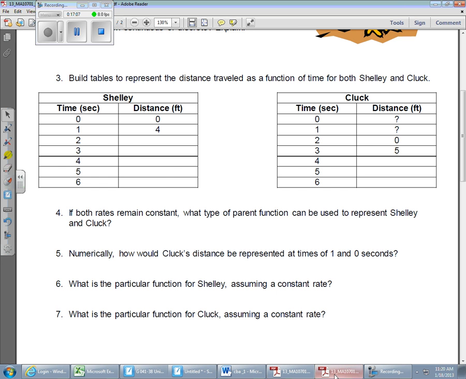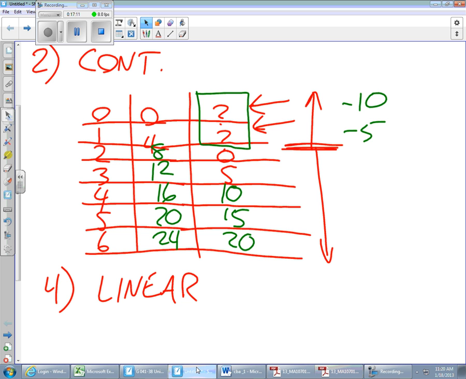Distance, right? Okay, that is distance. So are we saying that Cluck has traveled -5 feet after 1 second? -10 feet at 0 seconds? That doesn't really make any sense, right? Okay, is there any such thing as negative distance? Okay, there's no such thing as negative distance.